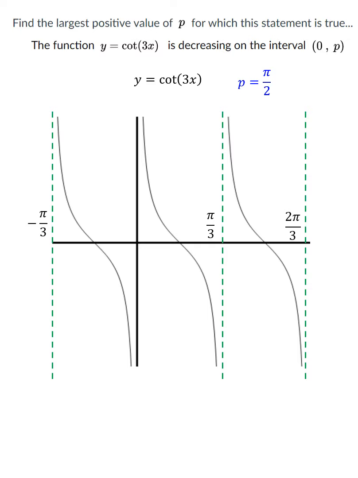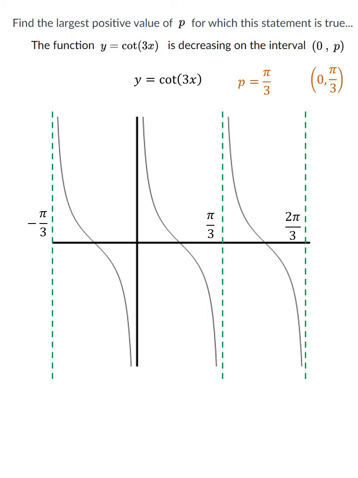But since we want the largest value of p, let's consider if p were bigger than pi over 3, say pi over 2. Would this function be decreasing on the interval from 0 to pi over 2? No, because if we look at the function from 0 to pi over 2, it's decreasing for part of it, and then it jumps up to the opposite side of the x-axis. And we can't say that this function is decreasing on anything larger than this. So again, the answer to this problem is pi over 3.